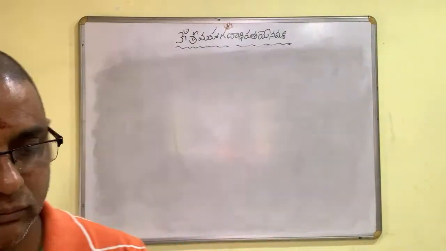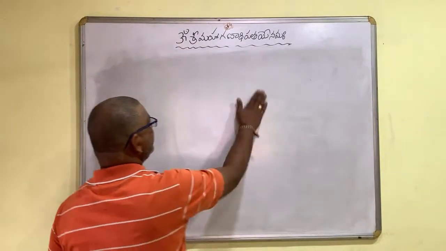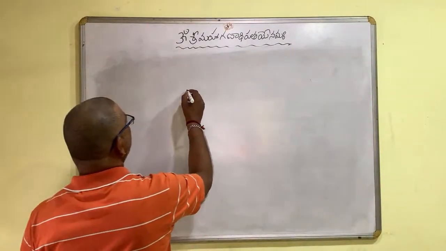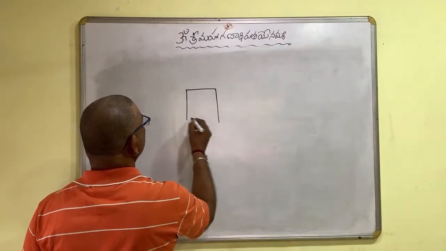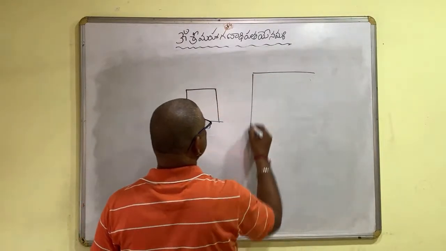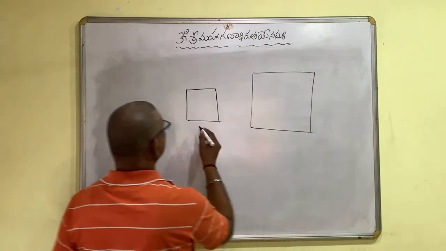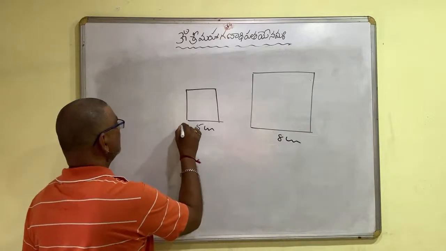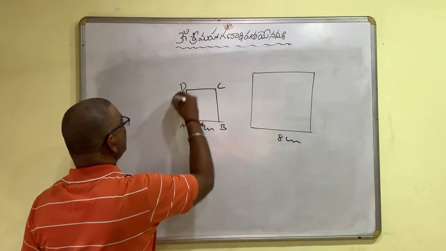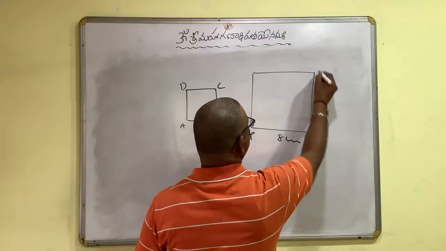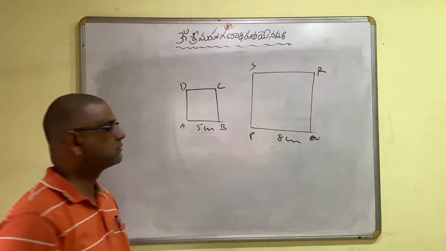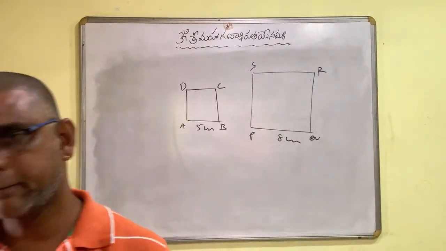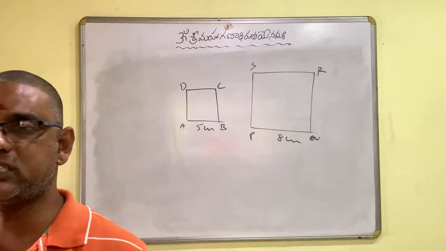Now, according to the definition of similarity, I am considering two squares of 5 centimeters, 8 centimeters. One square I am naming as ABCD, the other square PQRS. Can I say these two squares are similar? Are they satisfying all the three conditions?